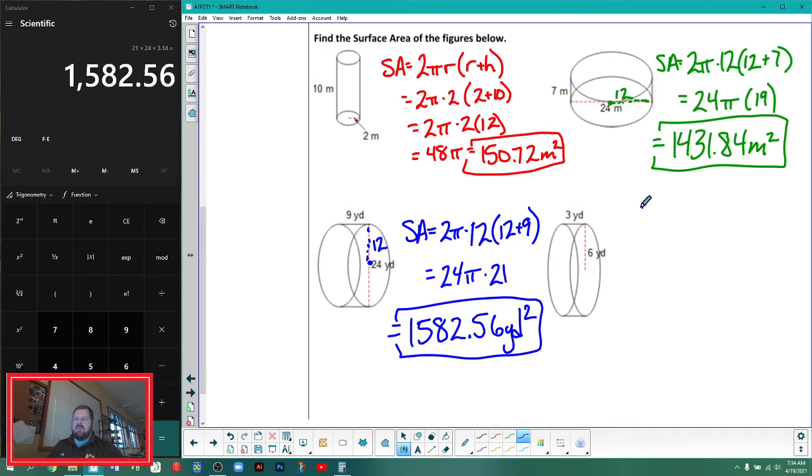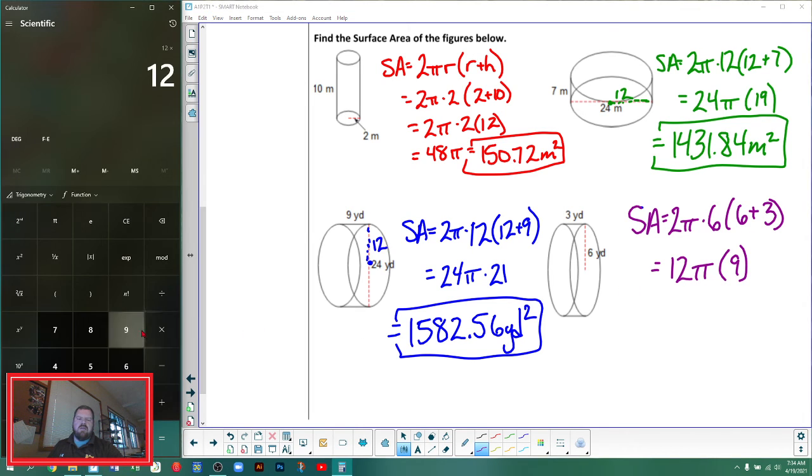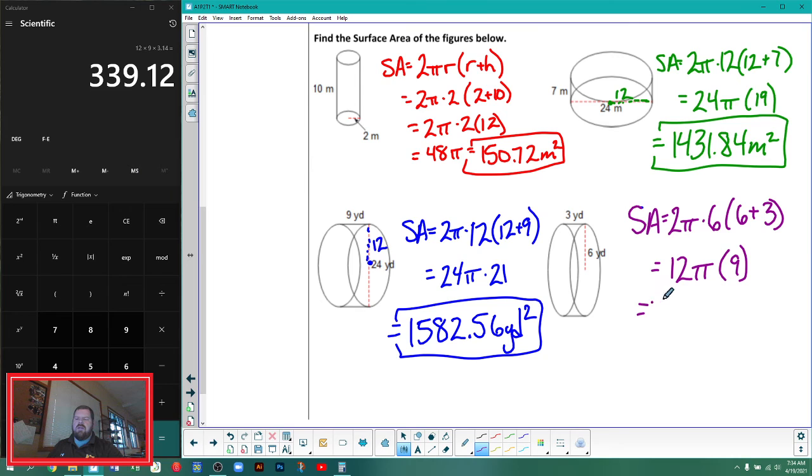Next one. Looking for surface area. 2 pi times the radius. I do have a radius this time, so I don't need to cut it in half. And then the radius plus the height. 2 times 6 is 12. And that's going to be 12 pi times 9. You get 339.12 yards squared.